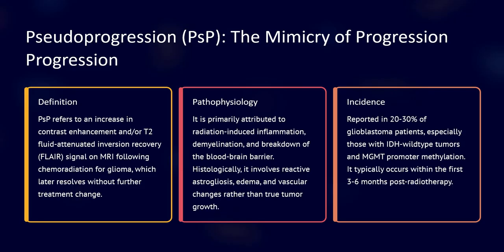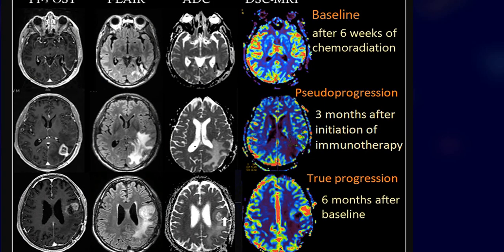Pseudo-progression refers to increased contrast enhancement or flare signal after chemoradiation of glioma, usually attributed to radiation-induced inflammation or demyelination, so there is breakdown of the blood-brain barrier. Incidence is reported up to 30% of glioblastoma patients, especially in wild type.